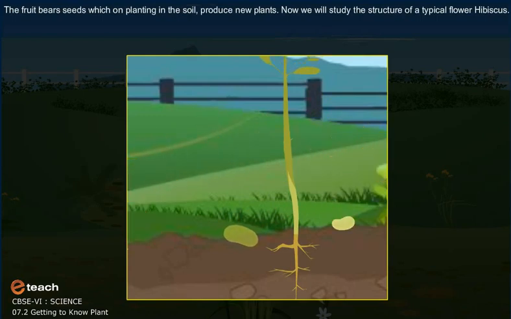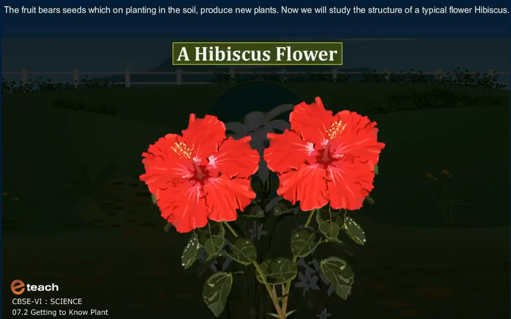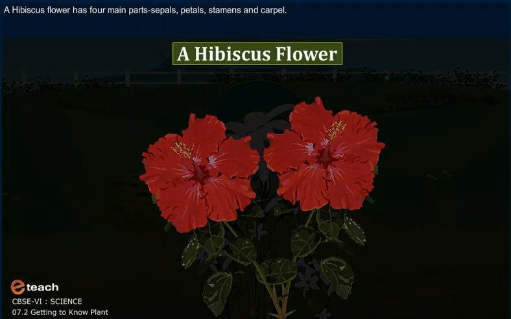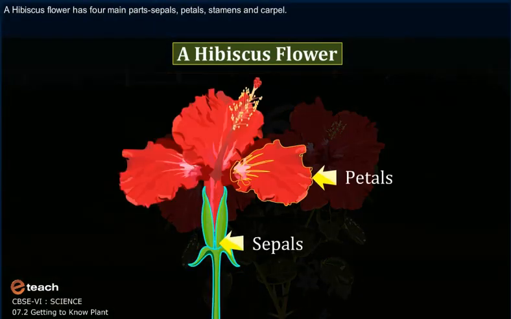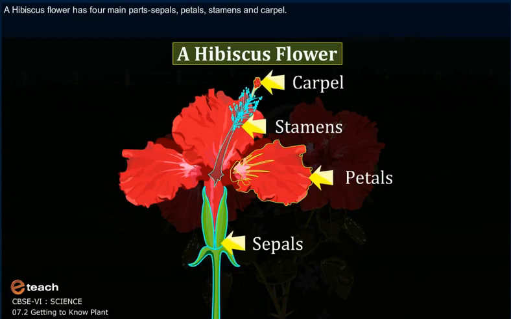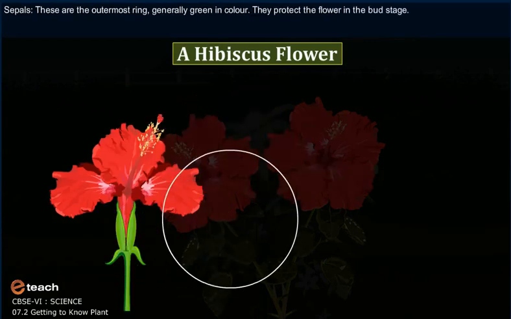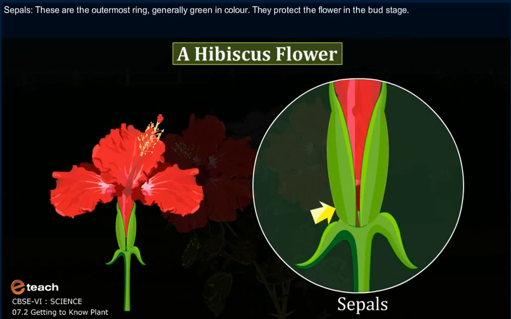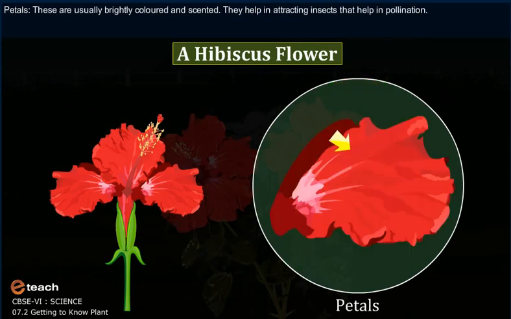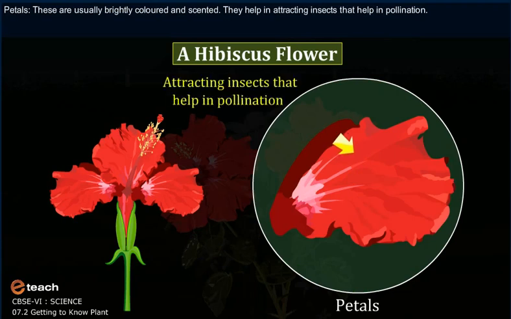Now we will study the structure of a typical flower, the hibiscus. A hibiscus flower has four main parts: sepals, petals, stamens, and carpel. Sepals. These are the outermost ring, generally green in color. They protect the flower in the bud stage. Petals. These are usually brightly colored and scented. They help in attracting insects that help in pollination.